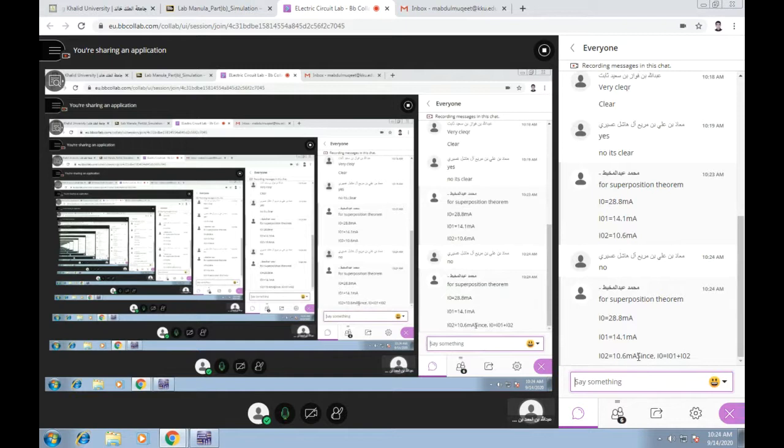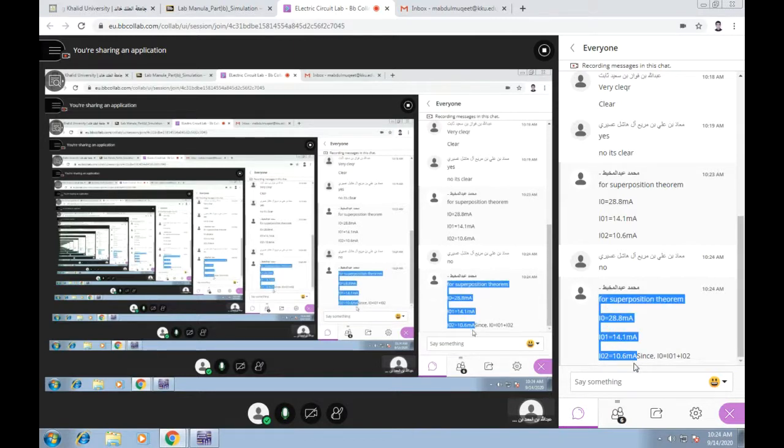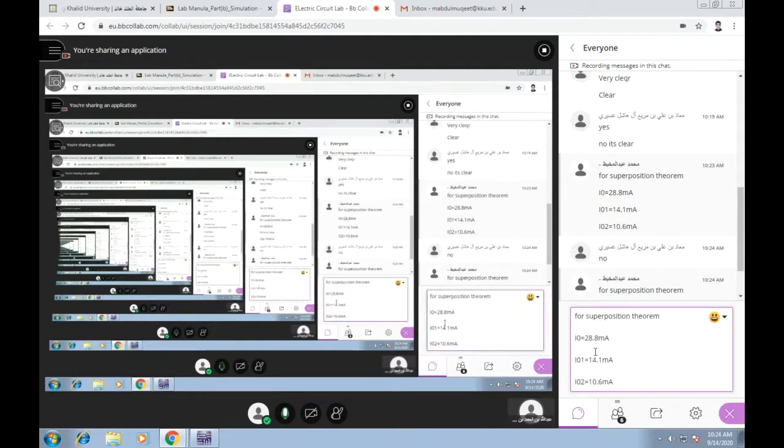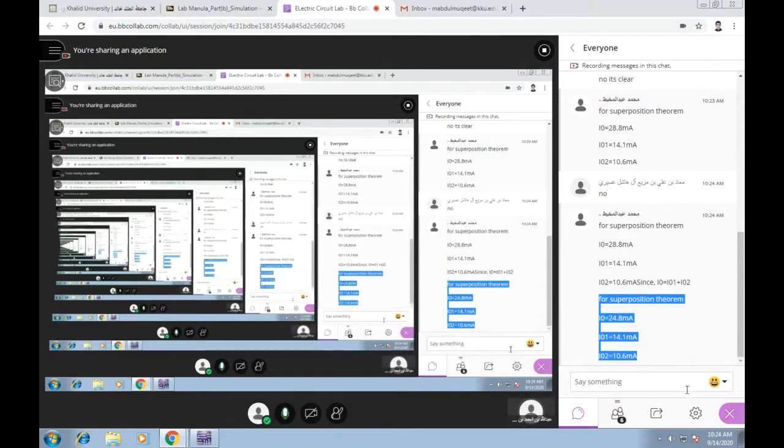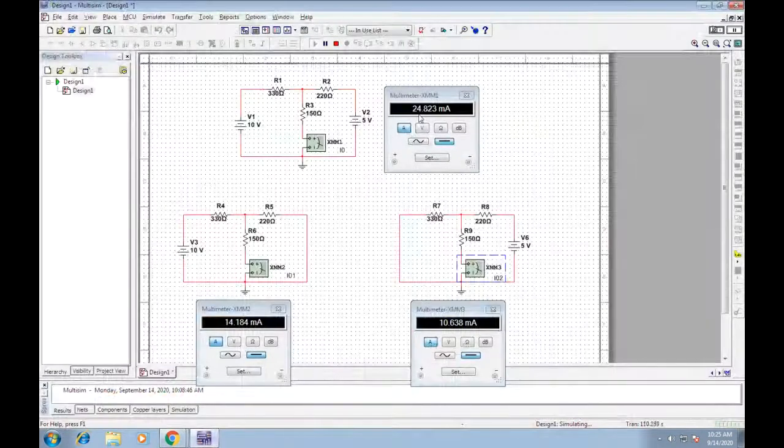Okay, so now I01, you can say that I01 is... Okay, let me copy and paste again. So what is I0? I0 is 24.8, right? Let us check again. This is the final values we are getting. Okay, so I0 is 24.8, I01 is 14.1, I02 is 10.6, right?